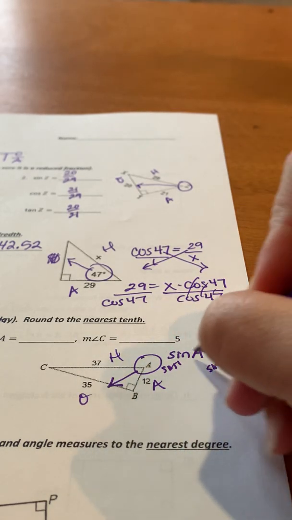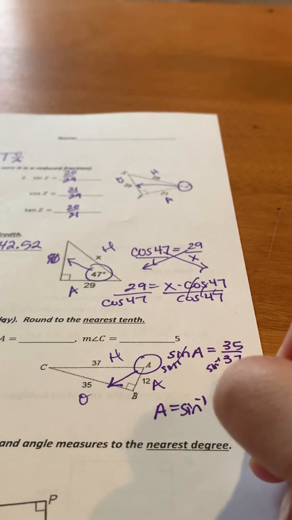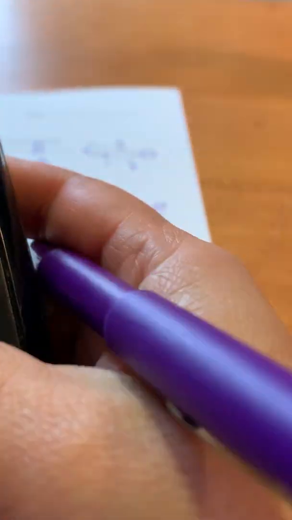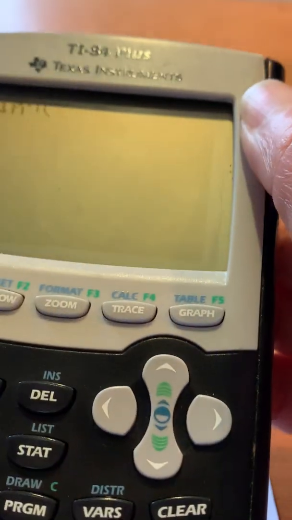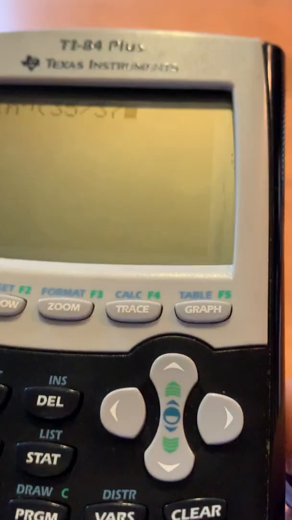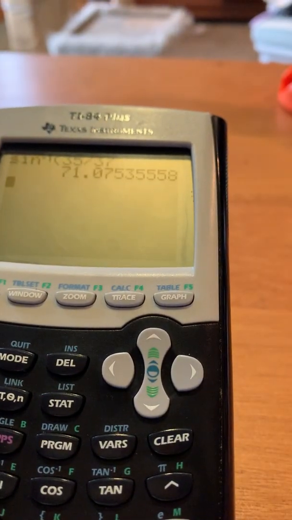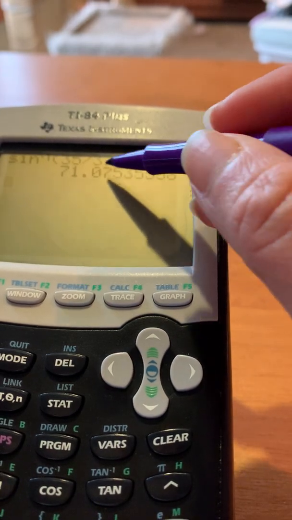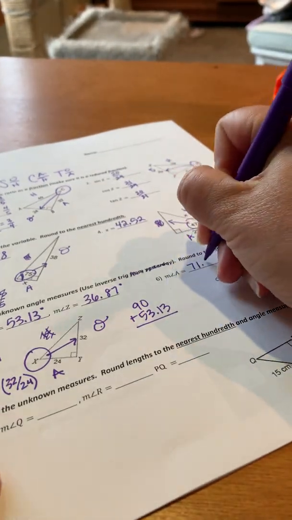Inverse sine. So what I'm going to be typing into my calculator is sine -1 and 35 over 37. Now if you did cosine, you do cosine -1, so inverse cosine. The numbers should be different. Right, there we go. 71.0, so that's a 5, so that's going to make the 7 closer to 0.08. So A is 71.08.